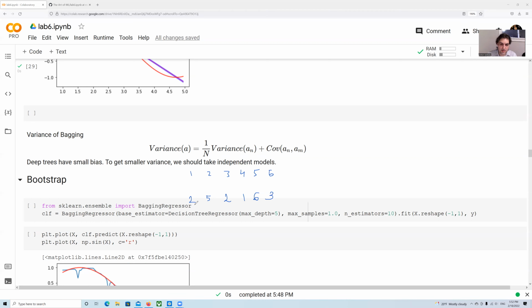You can see that in this sample, we didn't select object number 4, but we chose object number 2 twice. So it means that we gave importance to the second object higher than to the others. And this approach is called Bootstrap. It's important that we use the entire data set without using a validation set here.